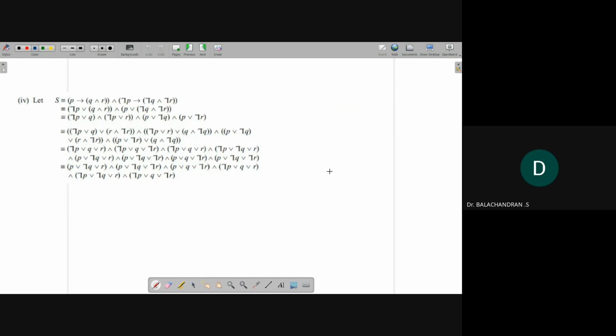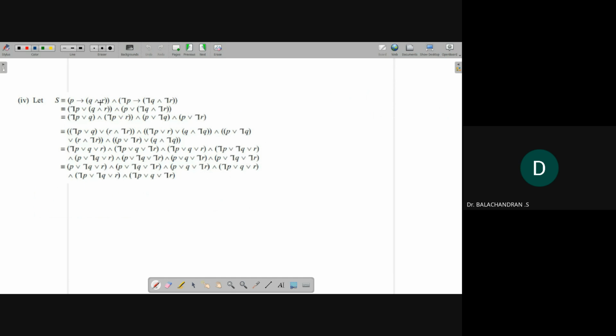Last problem. So here the problem is: P implies Q and R, and negation P implies negation Q and negation R. Okay, so look at here. We need actually product of sum. So here I have product.